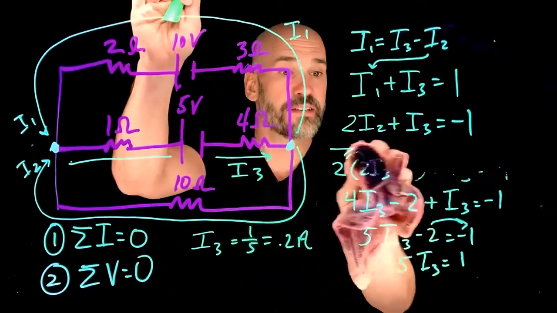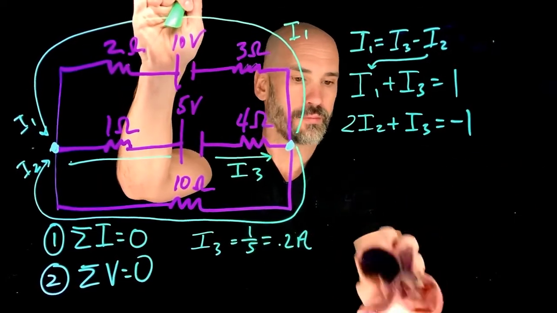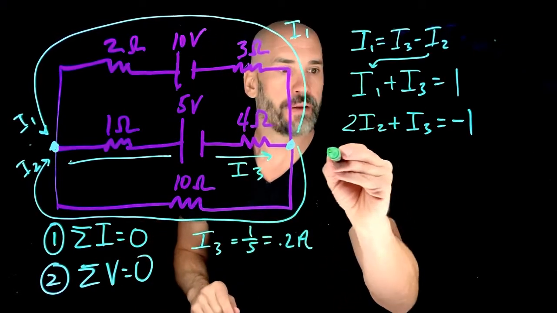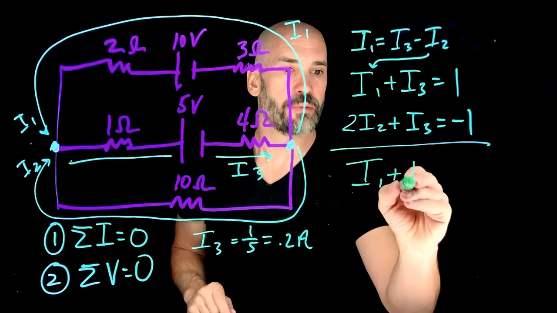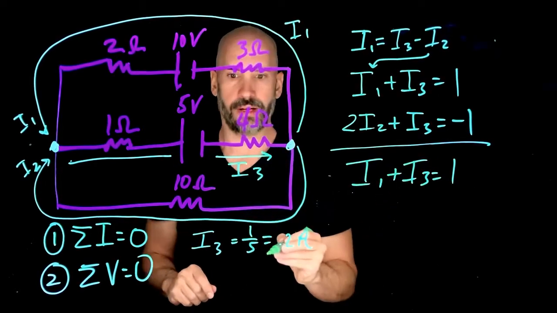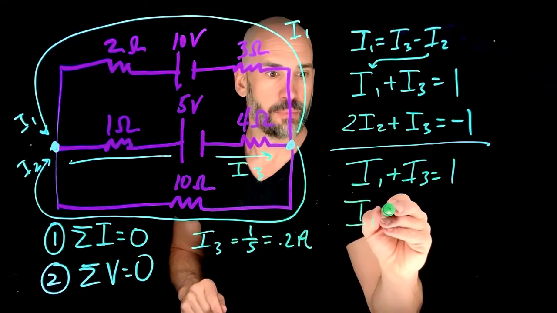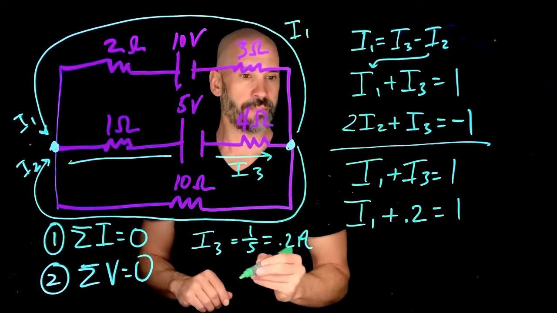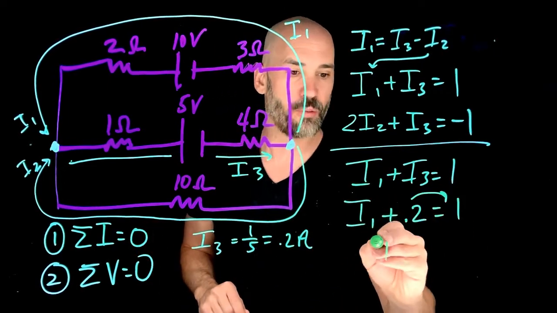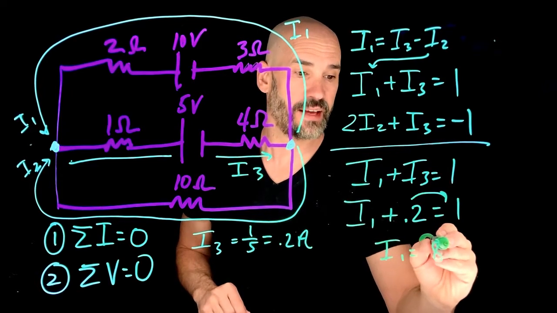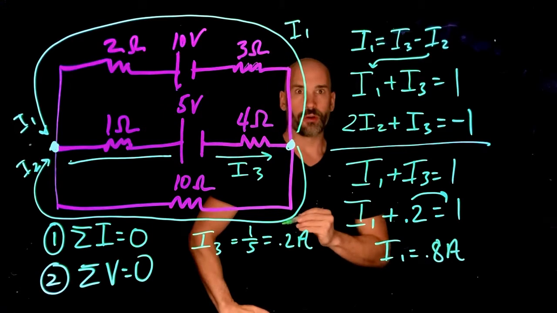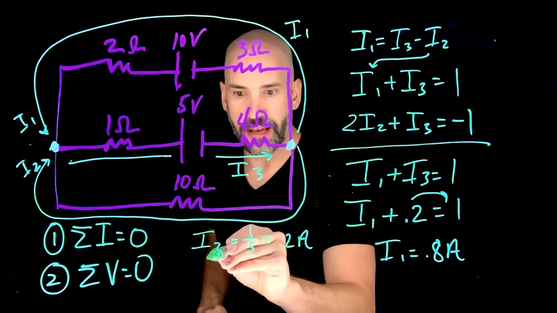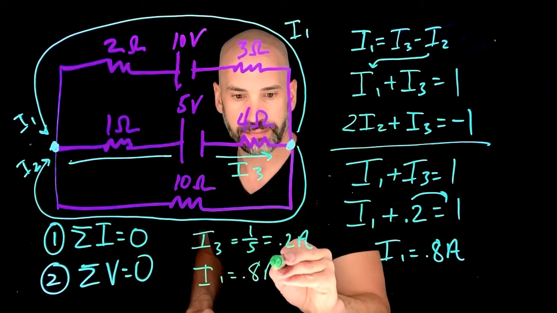And from that, I can easily calculate I1. Okay. So if I1 plus I3 equals 1, then that means that I1 plus 0.2 equals 1. So if I subtract this to the other side, that means that I1 must equal 0.8 amps. Okay, now we have I1 and I2. We could use this last equation to solve for them. So we have our I1 is equal to 0.8 amps.